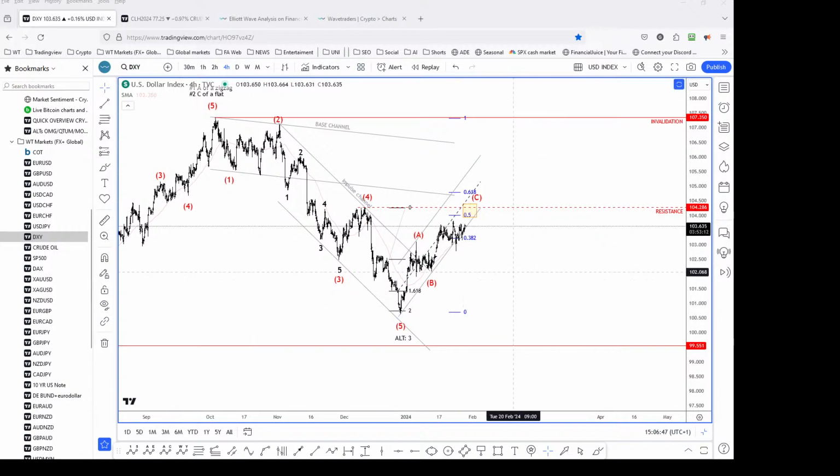So that's the dollar index. I'm looking for a move into resistance, but then expecting a sell-off. But we just need to have some catalyst, right? For now, it's not here just yet.